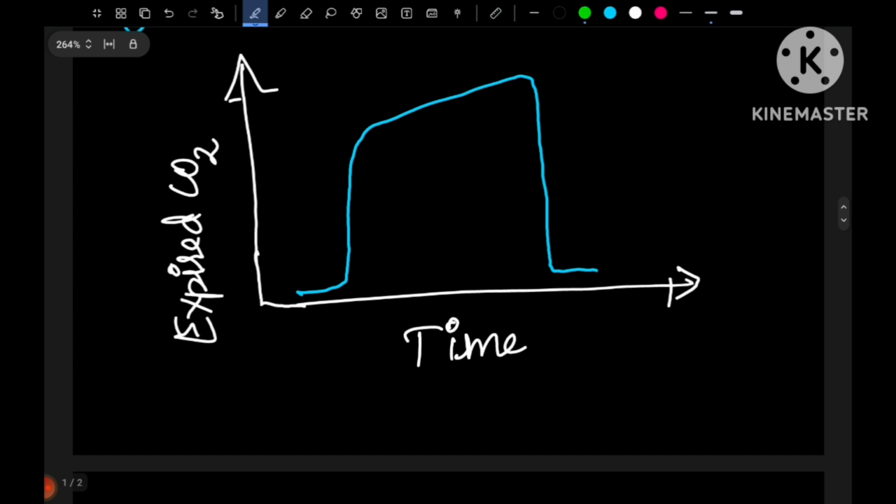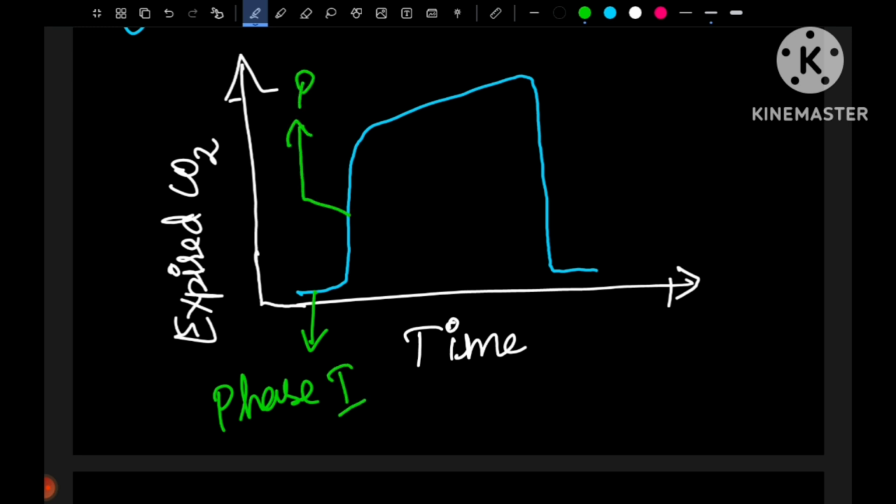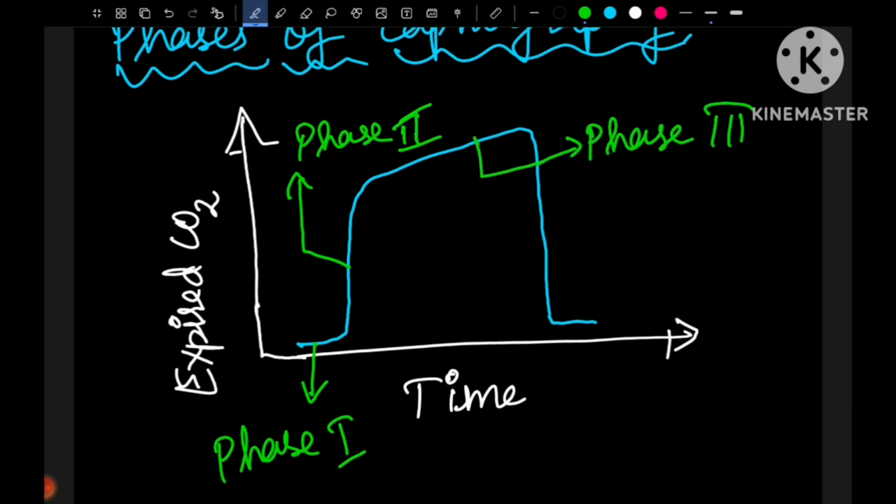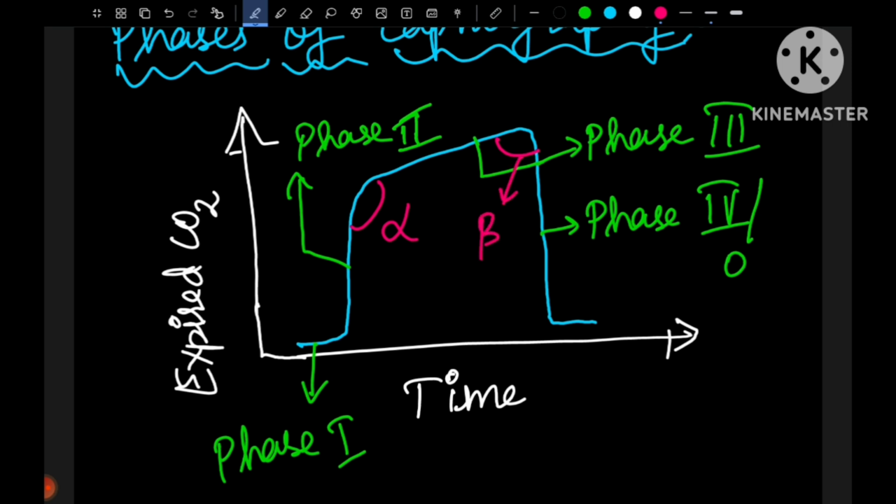First I'll just mark it and then I'll explain. This is phase 1. This is phase 2. This is phase 3. And this is phase 4 or 0. And there are 2 angles. This is alpha and this is beta. And just note this, this is the highest point.